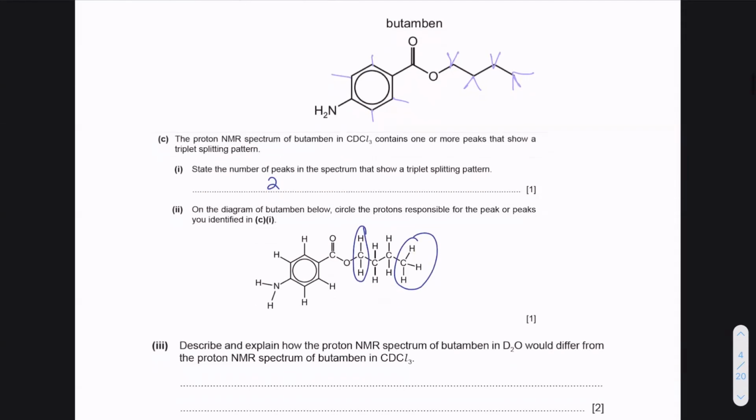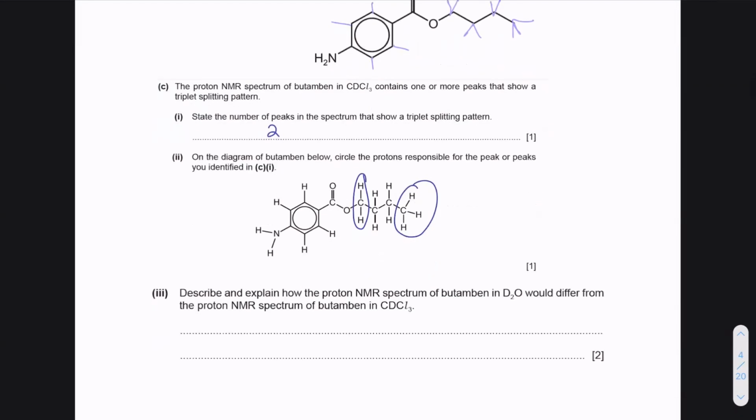Describe and explain how the proton NMR would differ. So again, we have the OH or the NH2. This one will go away. Its peak will disappear, so we'll say that the peak due to NH2 disappears, as H is exchanged with D2O.